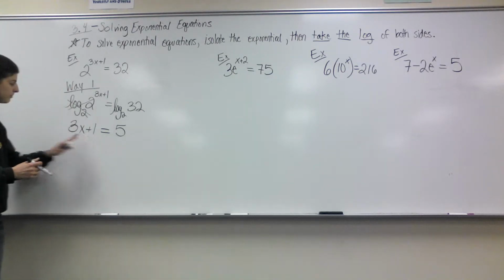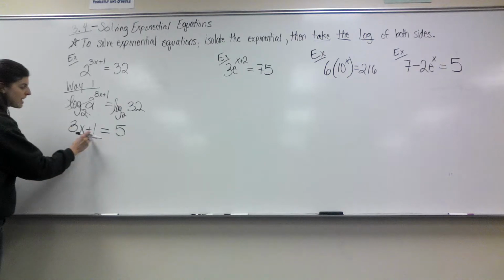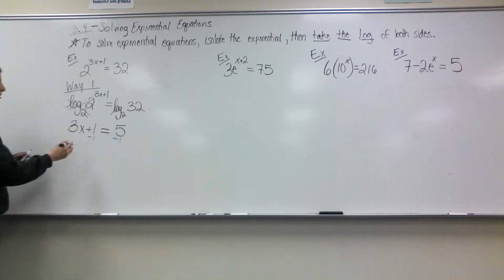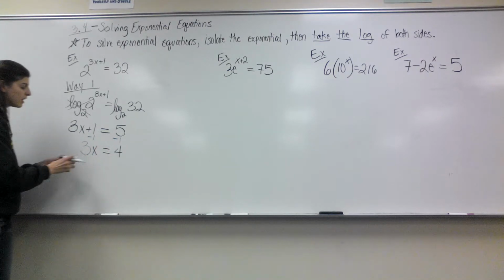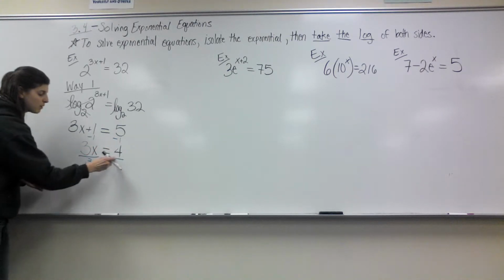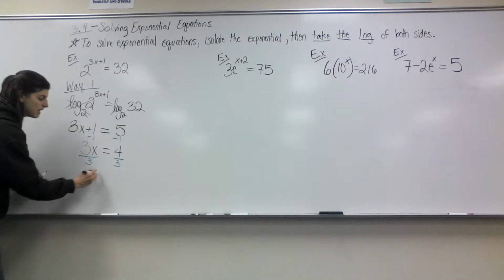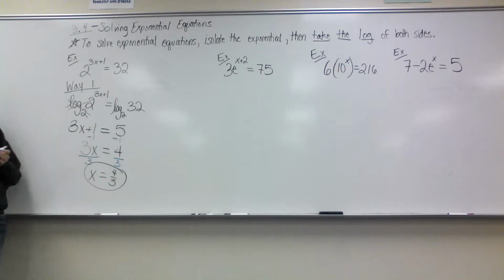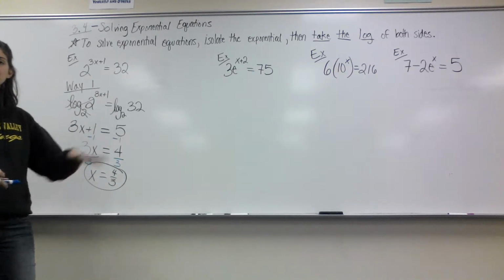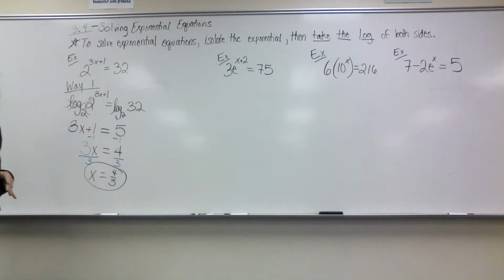Okay, subtract 1, now we just have to solve for x. So subtract 1 from both sides, 3x equals 4, divide both sides by 3, and we have x equals 4/3, and you can leave it like that. That is not the only way to do the problem. It's probably the easiest way to do this problem.